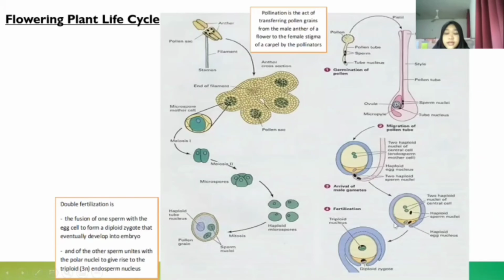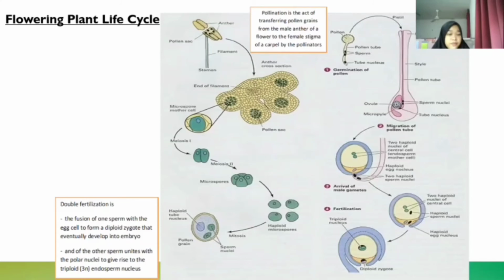The zygote will then develop into the embryo after undergoing multiple times of division. To summarize, we can say that the double fertilization is the fusion of one sperm with the egg cell to form a diploid zygote that eventually will develop into the embryo. Embryo is the future plant.